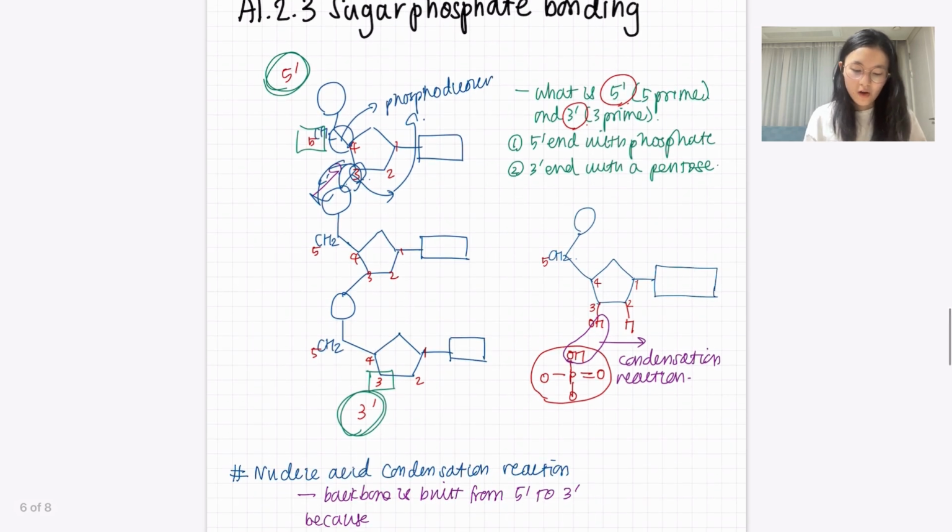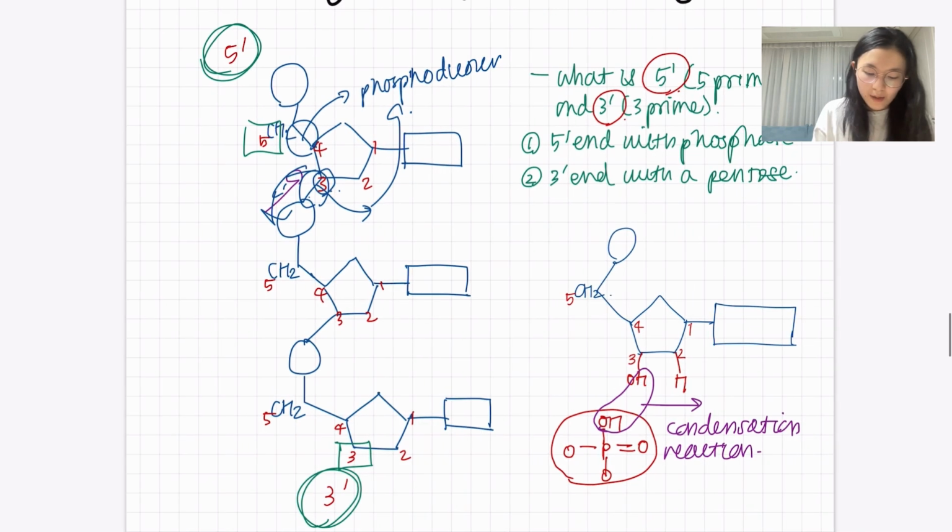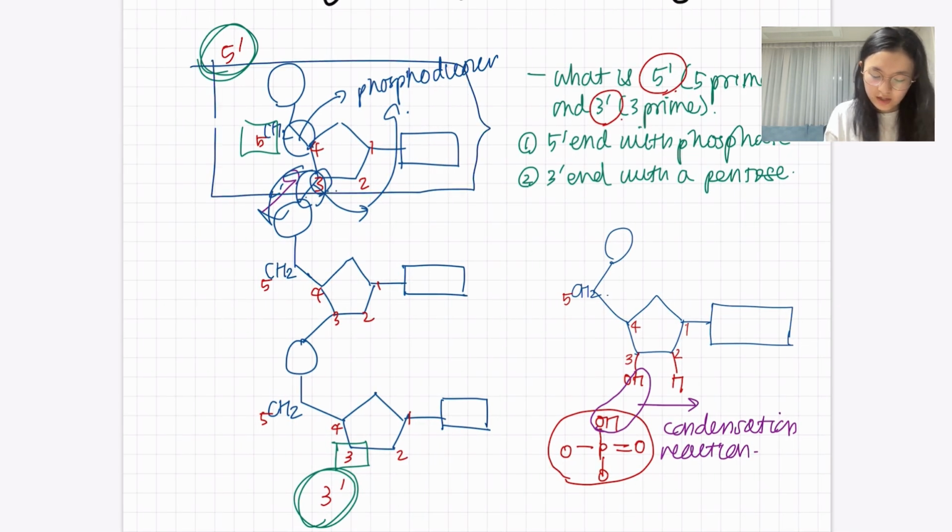Now let's move on to sugar-phosphate bonding, and more specifically, how the sugar-phosphate backbone is created when we get a nucleotide strand. What happens is that one nucleotide is bonded to another nucleotide with the formation of a phosphodiester bond. With carbon 3 of the pentose sugar of one nucleotide, the phosphate group of another nucleotide bonds through a phosphodiester bond. Phosphodiester bonds are, again, condensation reactions.